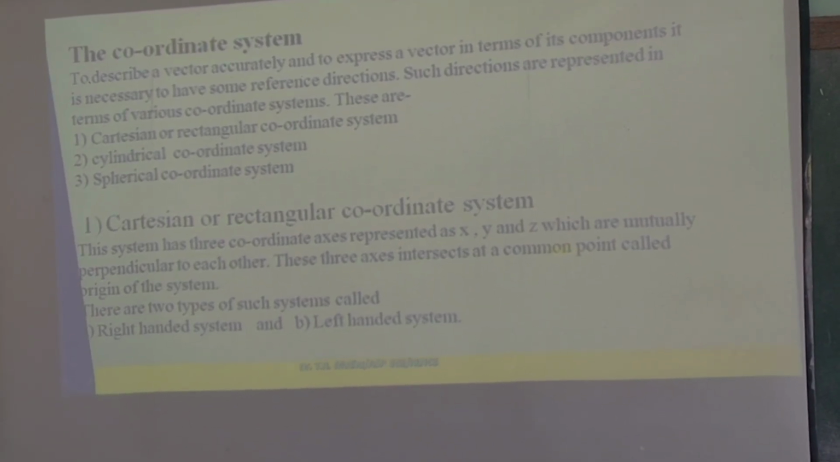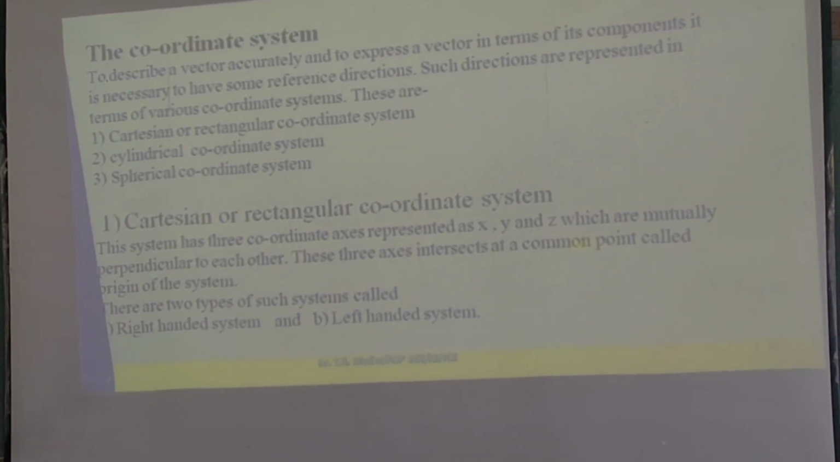Then this will be the introduction to coordinate systems, the Cartesian system, the cylindrical system.